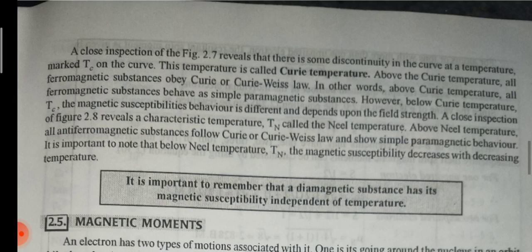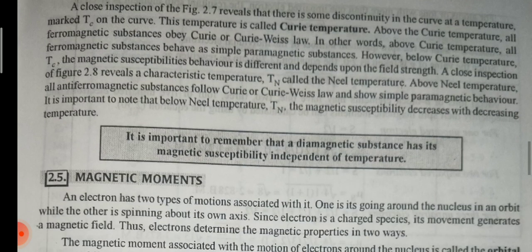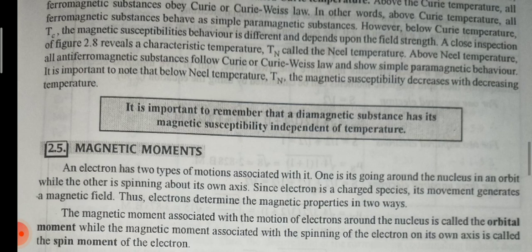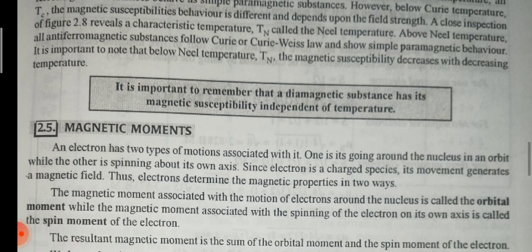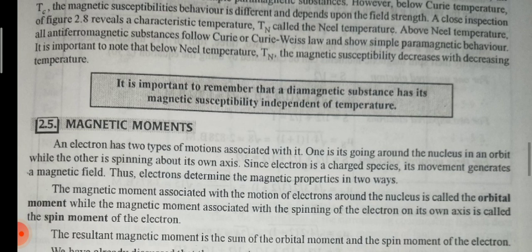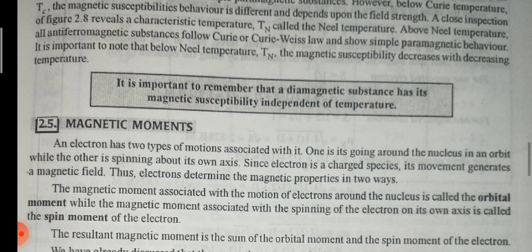Above the Curie temperature, all ferromagnetic substances obey the Curie or Curie-Weiss law. In other words, above the Curie temperature, the ferromagnetic substances behave as simple paramagnetic substances. However, below the Curie temperature Tc, the magnetic susceptibility behavior is different and depends upon the field strength. A close inspection of the figure reveals a characteristic temperature TN called the Néel temperature. Above the Néel temperature, all antiferromagnetic substances follow the Curie or Curie-Weiss law and show simple paramagnetic behavior. It is important to note that below the Néel temperature TN, the magnetic susceptibility decreases with decreasing temperature. It is important to remember that a diamagnetic substance has its magnetic susceptibility independent of temperature.